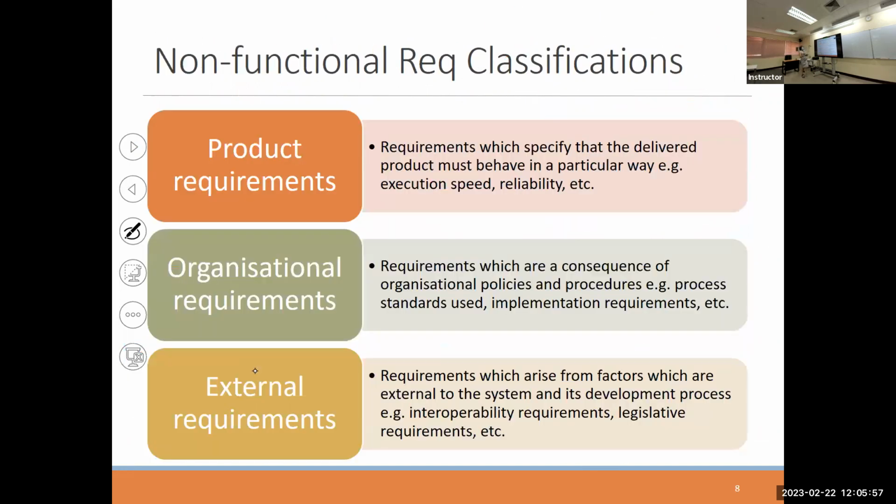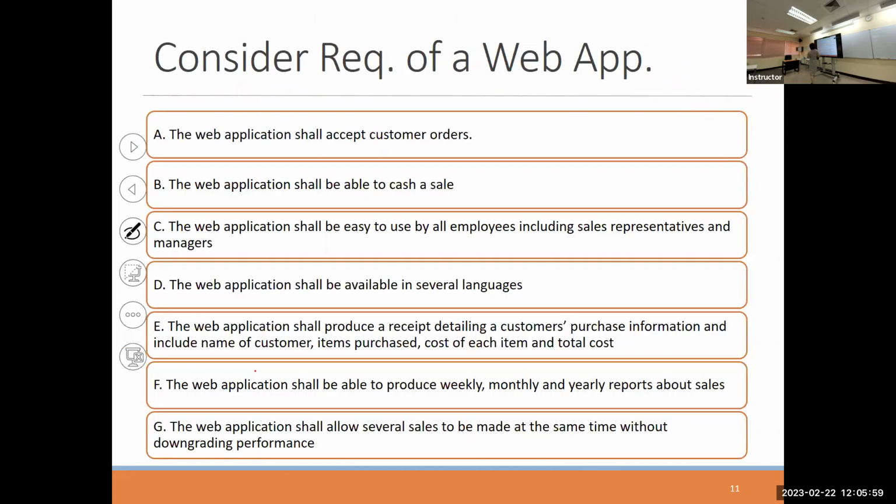Okay, then we have a few more. Let's go quickly. Web application. We are talking about a list of requirements for a web app. The application shall accept customer orders. Functional, right? The application shall be able to handle cash sales. Functional, right? Receive payments by cash, I believe. Compute the cash. Receipt.